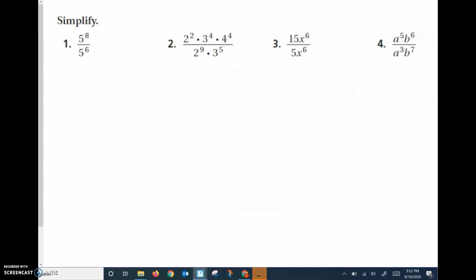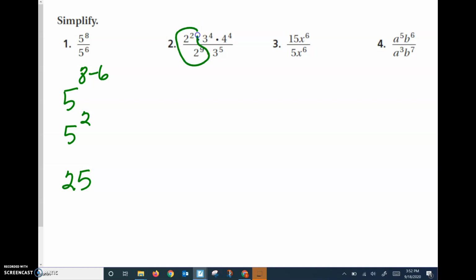All right, what do we have here? We have division. So remember, when we have division, we subtract our exponents. So we have 5 to the 8 minus 6. So we have 5 to the 2nd, and 5 to the 2nd is 5 squared. That is 25.